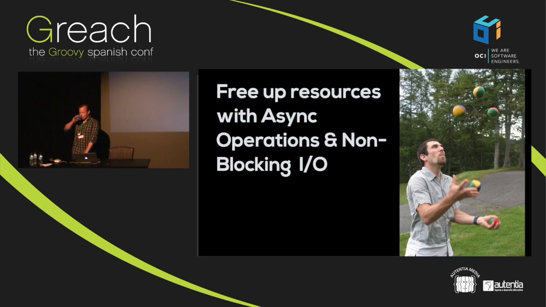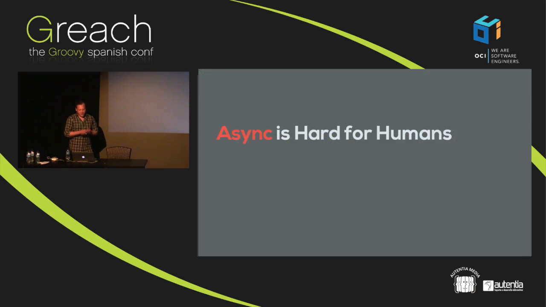So what can we do? I firmly believe that some of the best techniques available to us now are async operations and non-blocking I/O. When a thread is not being used, it should not be blocked, but rather is allowed to be used by additional requests. We'll get to that in a moment, but it should also be stated that doing async is hard for us humans.